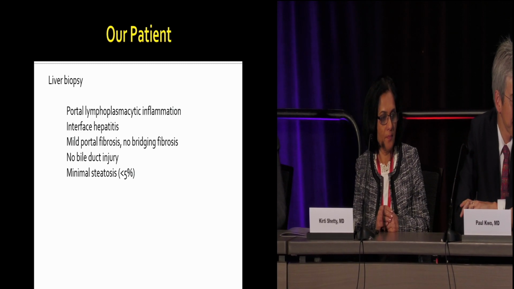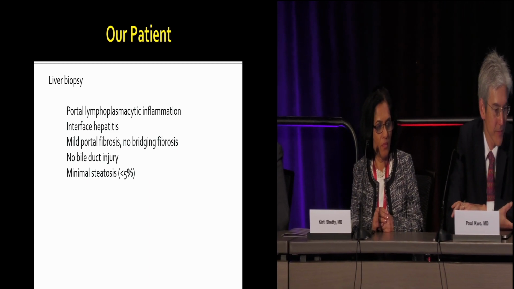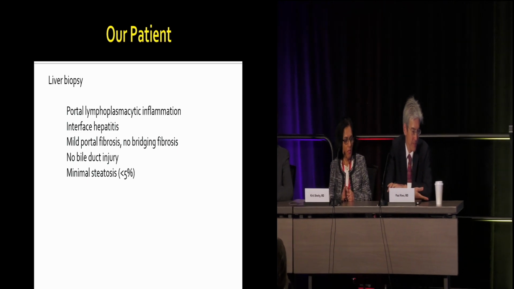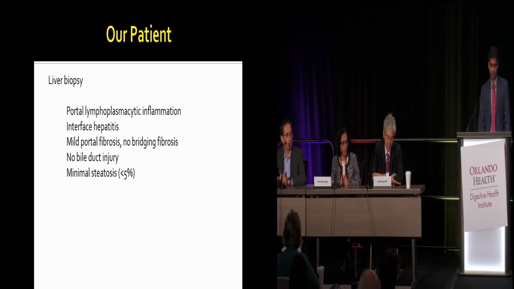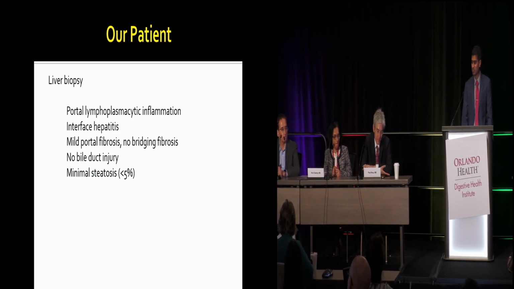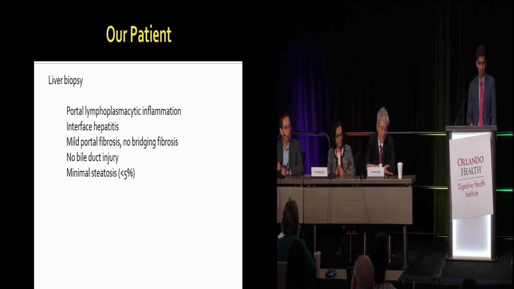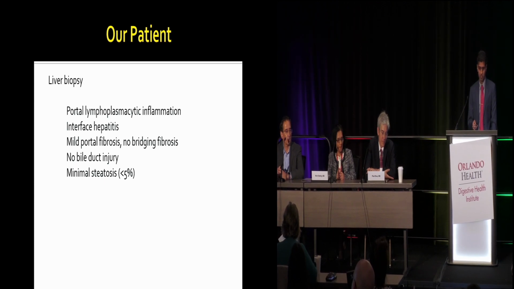Thank you. So this patient got a liver biopsy, and she had portal lymphoplasmacytic inflammation, interface hepatitis, mild portal fibrosis, and interestingly, she had minimal steatosis of less than 5% despite a BMI of 42 and dyslipidemia. So she has a diagnosis of autoimmune hepatitis.